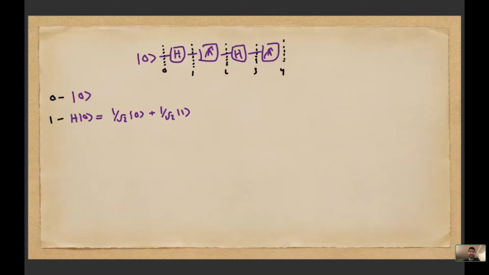Now what happens is we measure this state. Can somebody tell me what the outcome of this measurement will be?